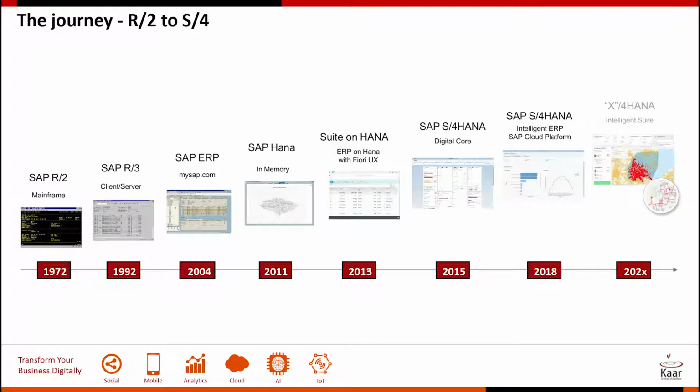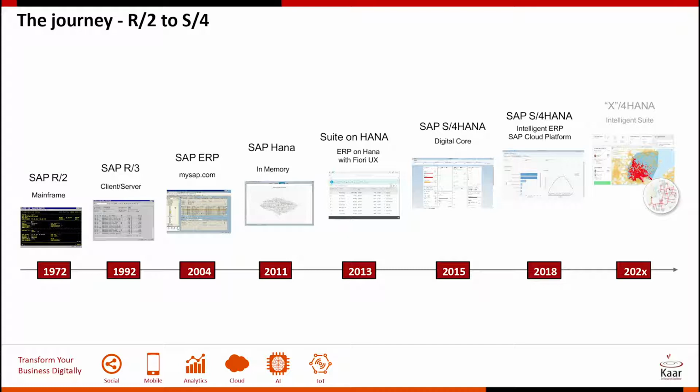A quick recap on where we are with respect to the SAP ERP product line. I believe if I walk you through the product line over the years, this will give us a perspective on where we are compared to where it all started. So starting from R2 in the early 70s, into R3 in the early 90s, and then into the mySAP suite of products in 2004. Up until now, everything was pretty much the same with respect to the SAP application. And then SAP HANA as a database was introduced around 2011.